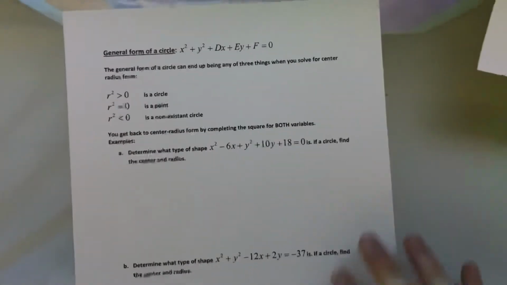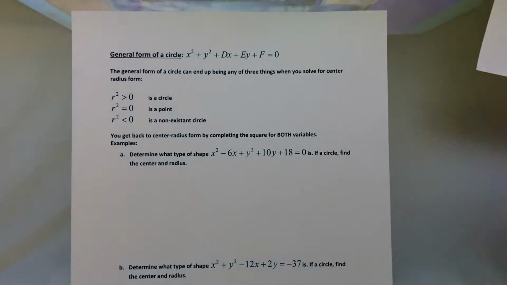Okay, now the harder part of circles. The general form of the circle is x² + y², not in that nice rounded form, plus Dx plus Ey plus F equals 0. Now, when you have a general form of a circle, it looks like a general form of a conic. You don't actually know if it's a circle yet. You've got to move everything around and complete the square twice in order to find out if your r² ends up being positive, 0, or negative.